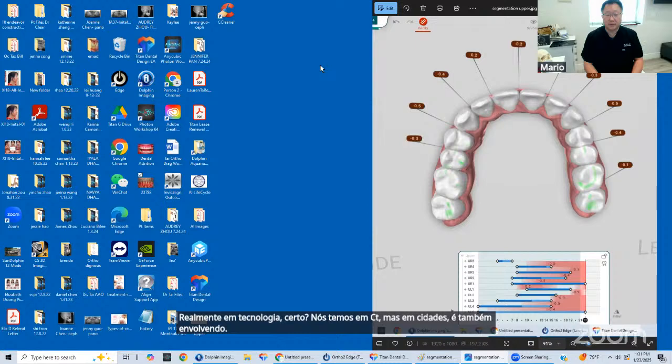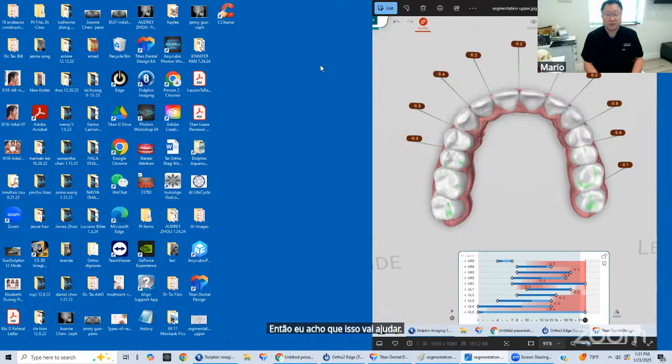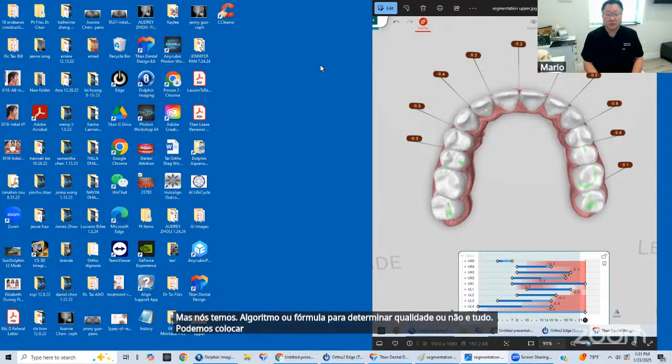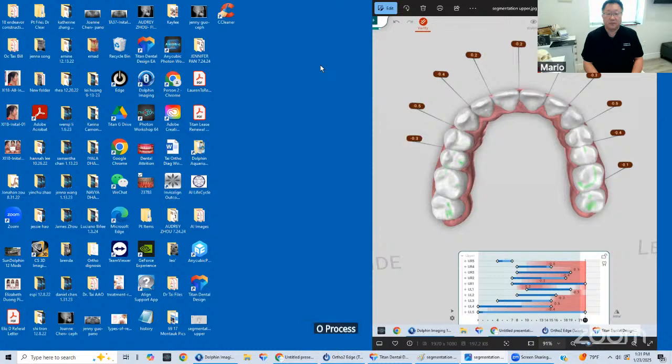So I think that's going to really help. Data collection, real life data analysis, collection of data from all around the world. Not everybody has quality data, but we have an algorithm or a formula to determine what's quality or not, and then we can collect data globally. We can have a lot of data really quick and process that, right? And then look for patterns and realize many answers that we don't have yesterday.